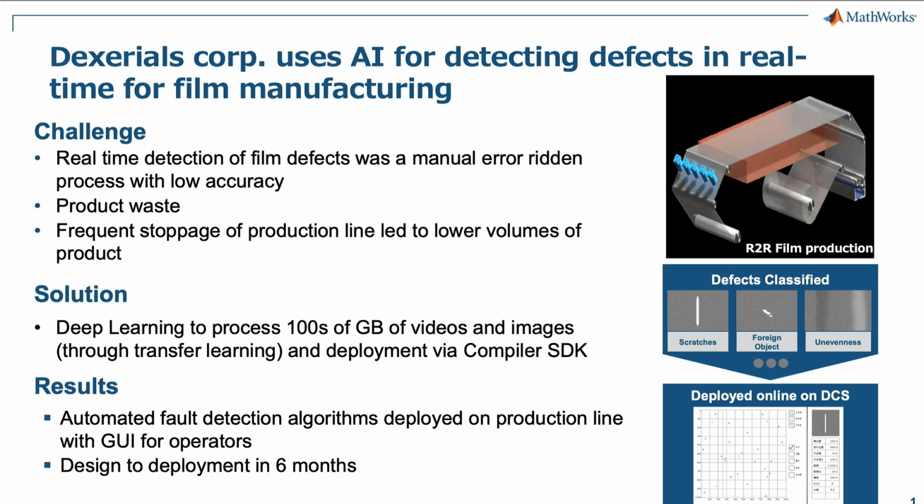The second example is from a company called Dexerials. Basically, it's Sony Chemical. Ten years ago, they changed their name and formed this new company. What they are doing is film manufacturing. They use deep learning technology to process lots of data, through transfer learning, and deploy via the MATLAB Compiler. So those are two examples of how industry uses MATLAB to do this.